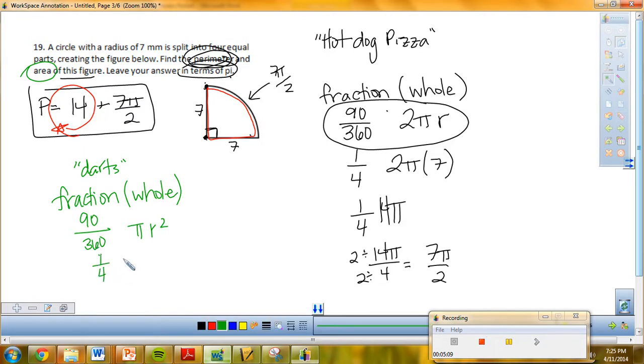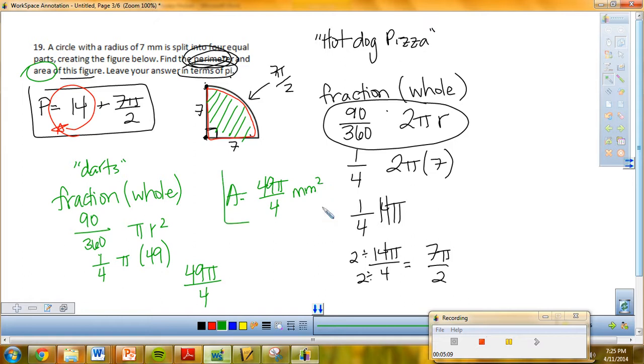1/4 of the pizza, and pi times radius squared is 49. So 49 divided by 4 does not simplify, and I don't need to add anything to this because I'm just finding the fraction of the inside. I don't have to add any pieces together. So my area is 49 pi over 4, again leaving it in terms of pi. And this was millimeters squared because it's an area, and just millimeters because it's a perimeter, right?